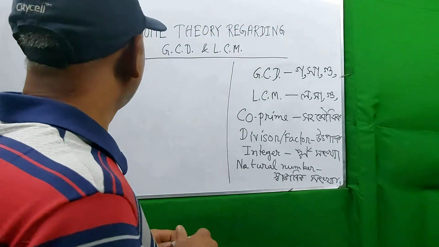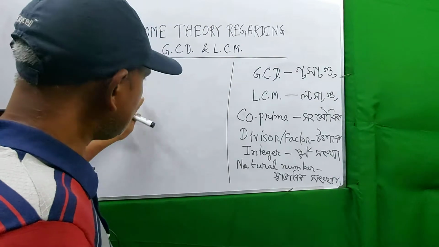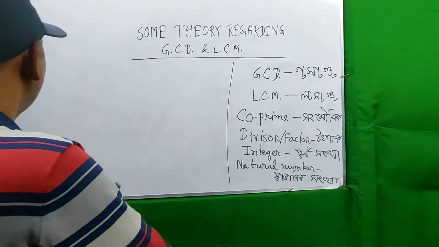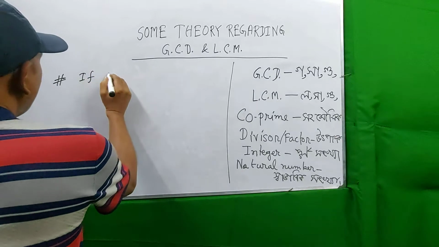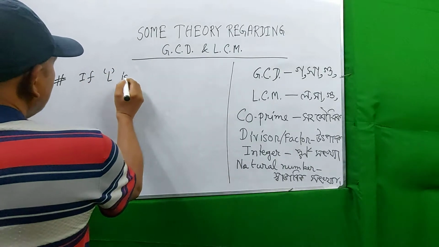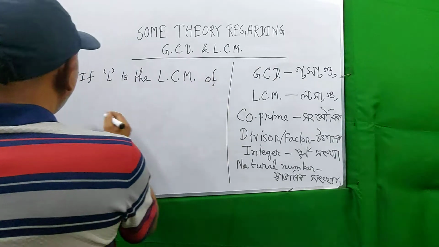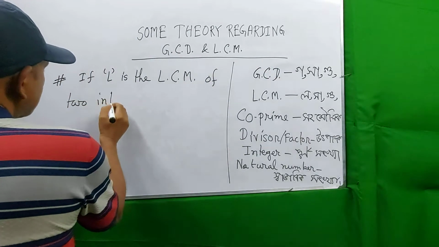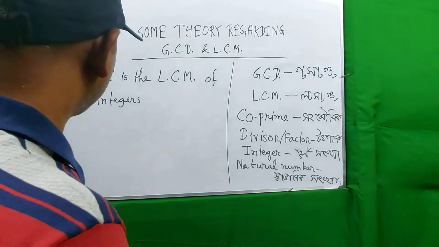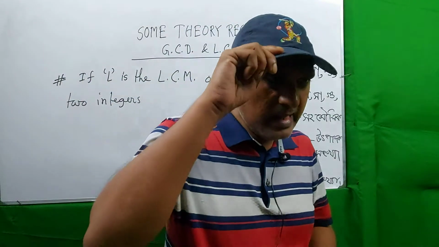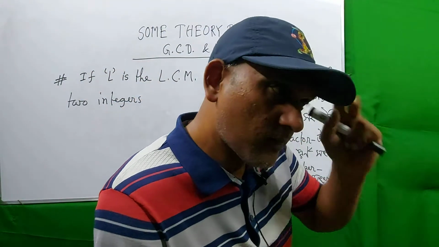Now I am going to write down the statement of the second portion of the theorem on my whiteboard. The statement of the second portion of the theorem: if L is the L.C.M of two integers. What is L.C.M? L.C.M means the lowest common multiple of any two or more integers.